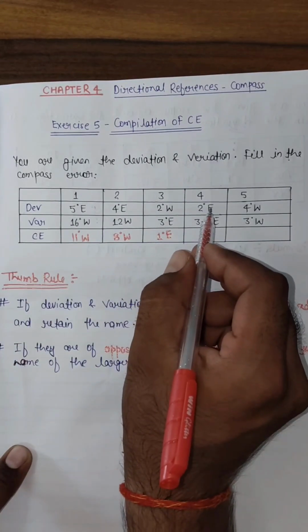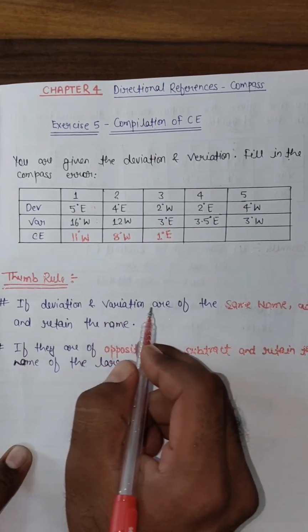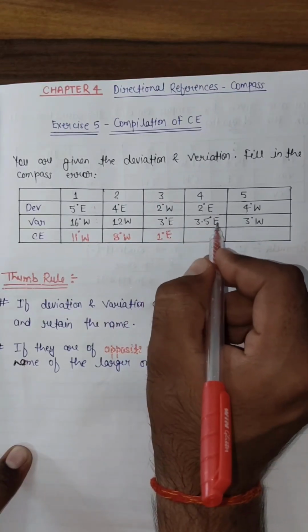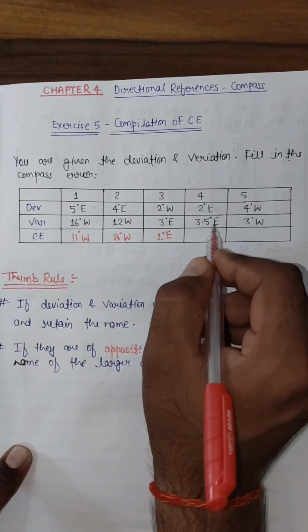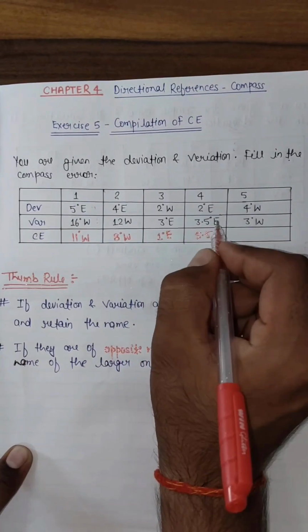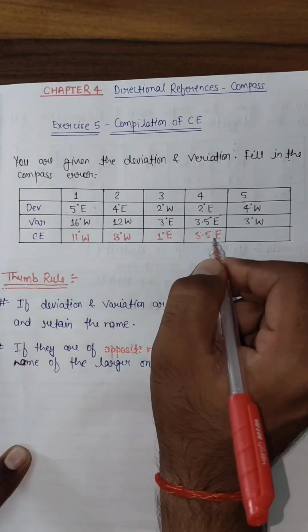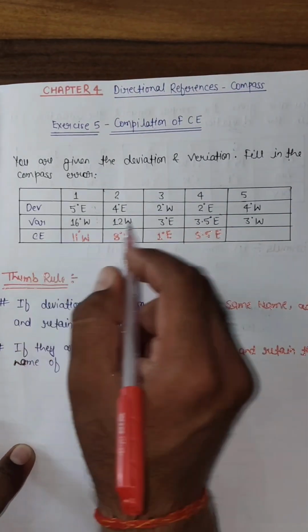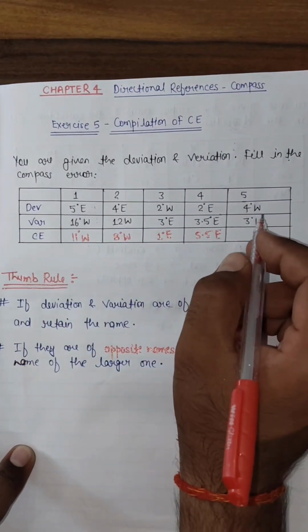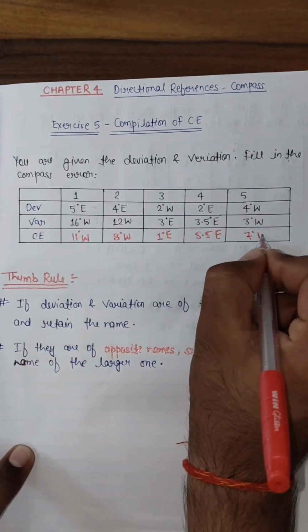In the fourth question, both have same directions. If deviation and variation are the same name, add and retain the name. Because here deviation and variation both have the same name, we will just add it and retain the name as given in the question. Both have the same sign, so here 5.5 degree east. In the fifth question, because the deviation and variation both have the same direction, we will just add it and retain the name. So 7 degree west.